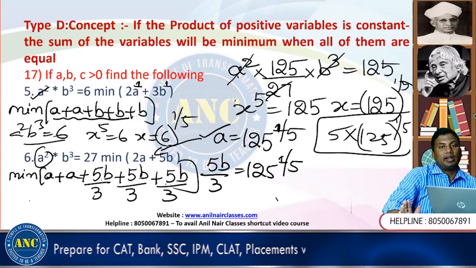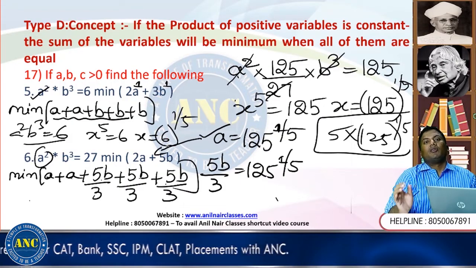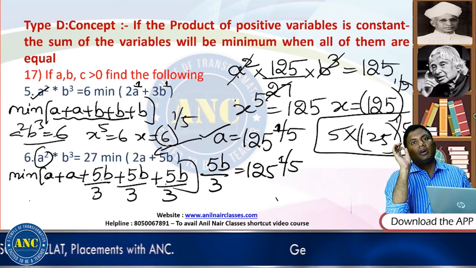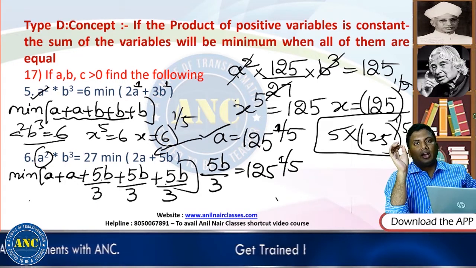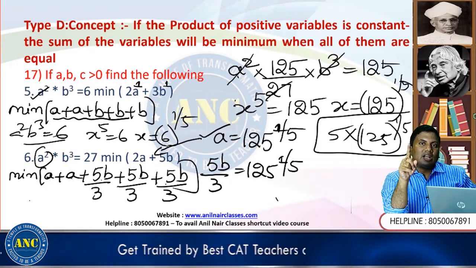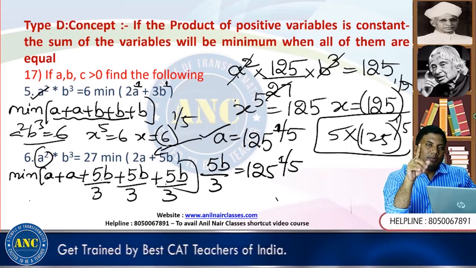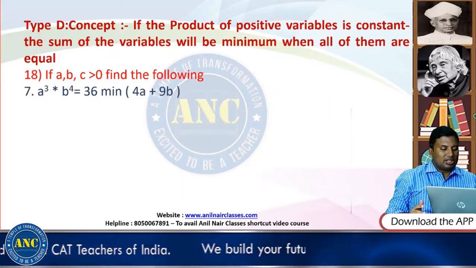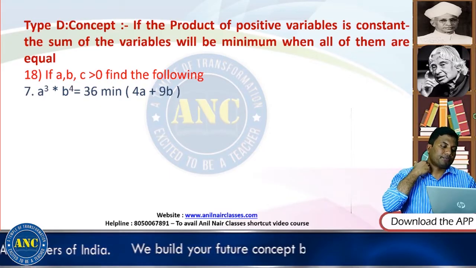All the important concepts we discussed. Variable and its reciprocal, minimum value is 2. Sum of the variables is constant, product will be maximum when the variables are equal. Product is constant when the sum will be minimum. Right? Last but not least, I think this question also we can solve.